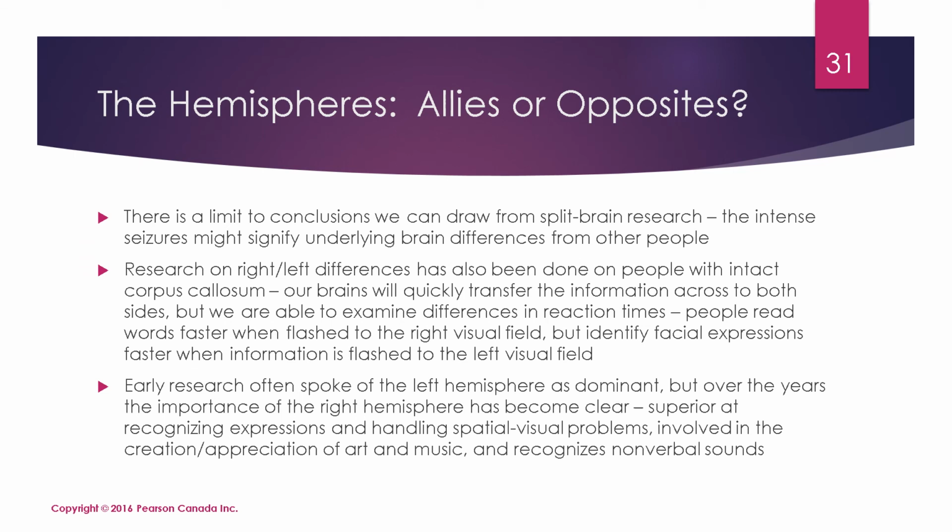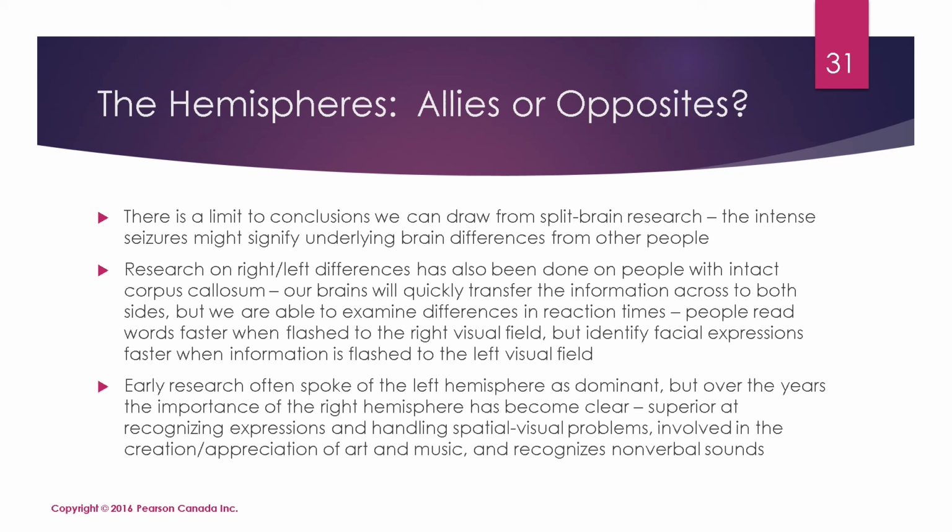So, a little bit of a conclusion, I guess, to this section is talking about whether the hemispheres are allies or opposites. So we said that they do have their own specialization at times, but that doesn't really tell us whether they're really working together or they're completely opposite of each other. So there's definitely a limit to conclusions we can draw from split brain research. Obviously, we've only been able to do that type of research with people who had something severely wrong happening in their brain anyway. So for example, that severe epilepsy, and those intense seizures might signify underlying brain differences from other people. So we can't really generalize those results, if you remember back to what we talked about in chapter 2.